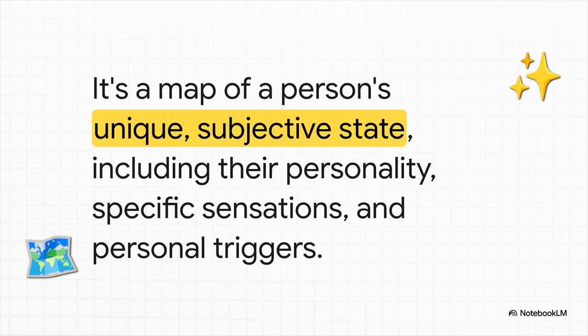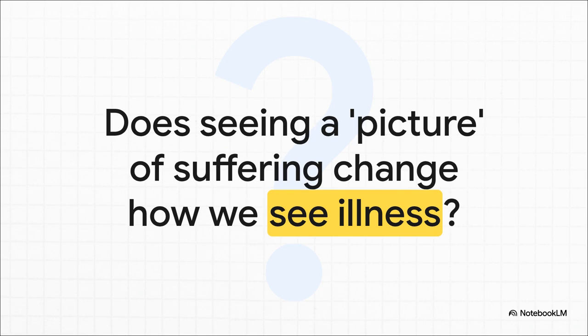At the end of the day, a drug picture is really an attempt to create a map of a person's individual subjective experience of being sick. It charts their personality, their weird and specific sensations, and all the unique things that make them feel better or worse. And that leaves us with a pretty big question to think about. If we shift our focus away from a named disease and toward a detailed picture of a person's entire state, does that change how we see illness itself? It's a really interesting thought about the power of perspective.